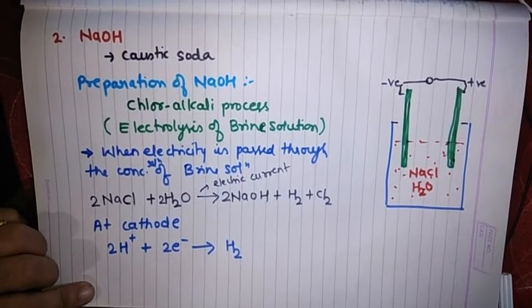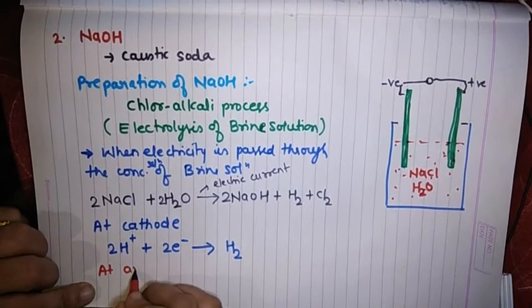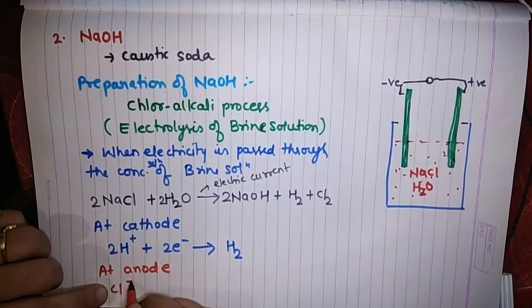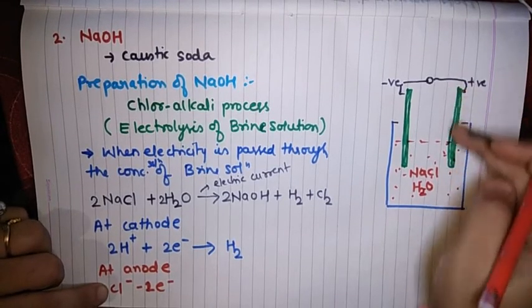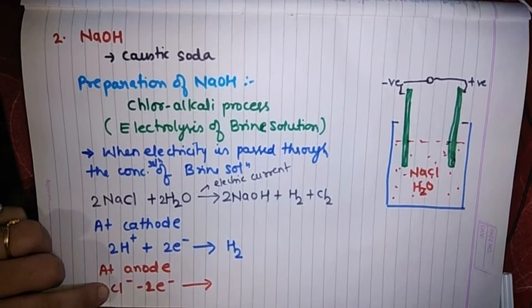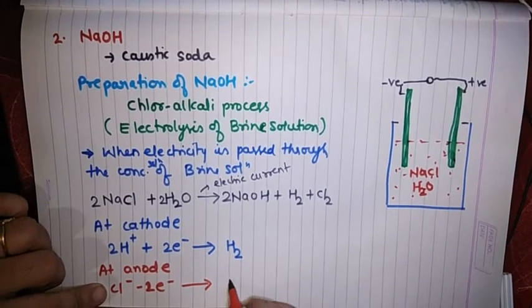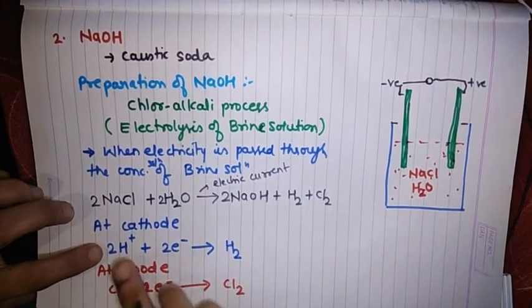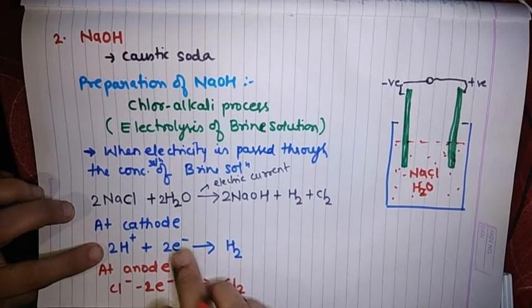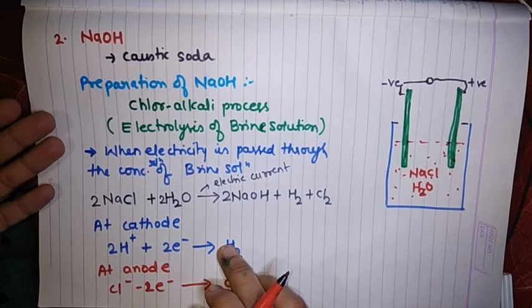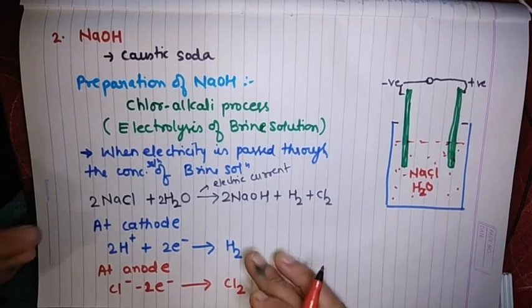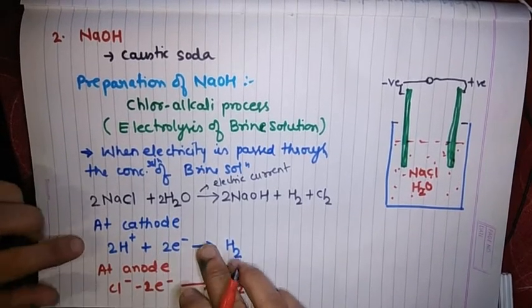What about your anode? At the anode you will be getting chlorine ion minus 2 electrons, because it will lose the electron. Why? Because it is a positive electrode, and there a loss of electron will be happening, so it will be Cl2. So here you can see that at the cathode a gain of electron is taking place, and gain of electron is reduction. So here at the cathode you will be getting the reduction.